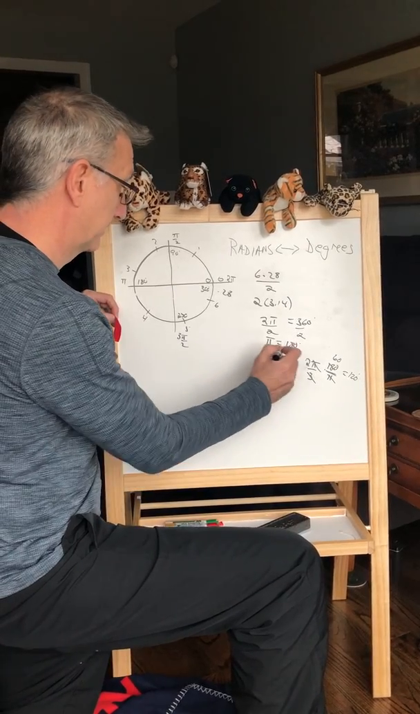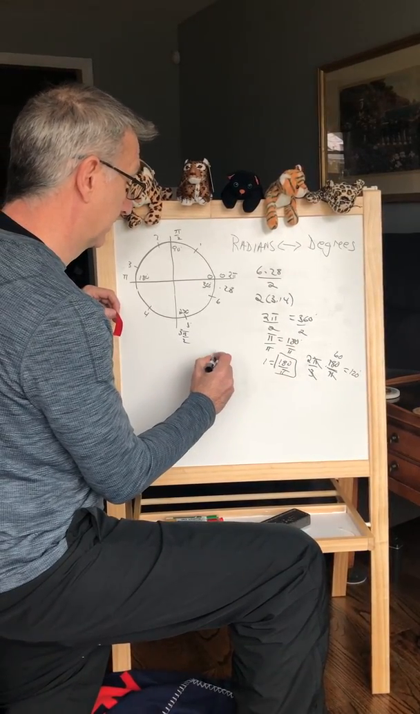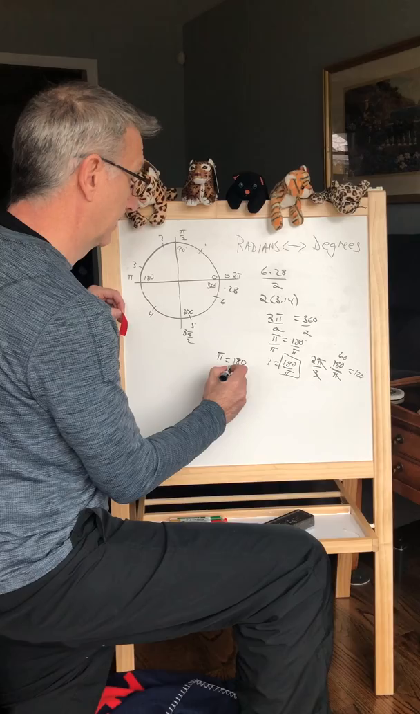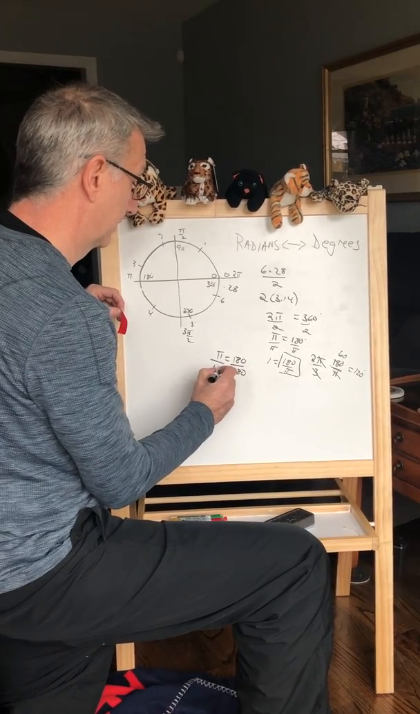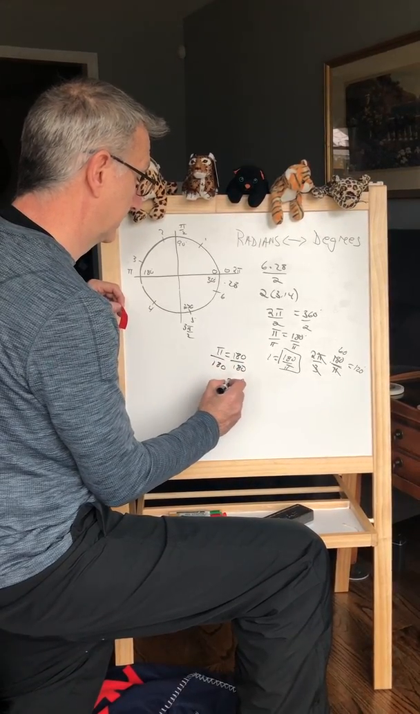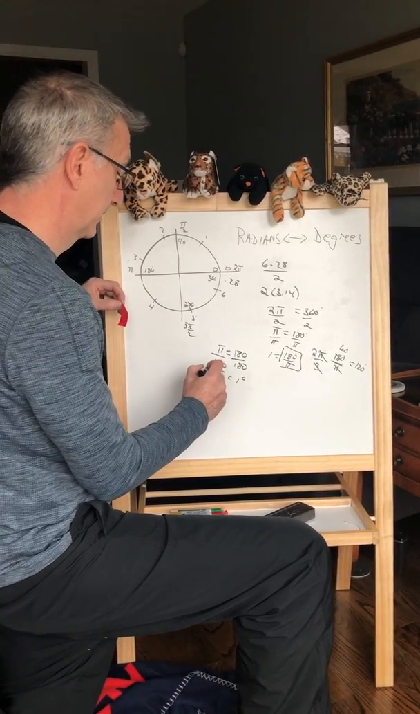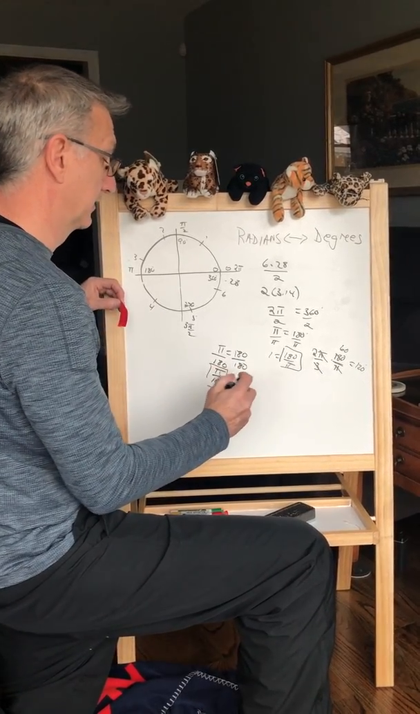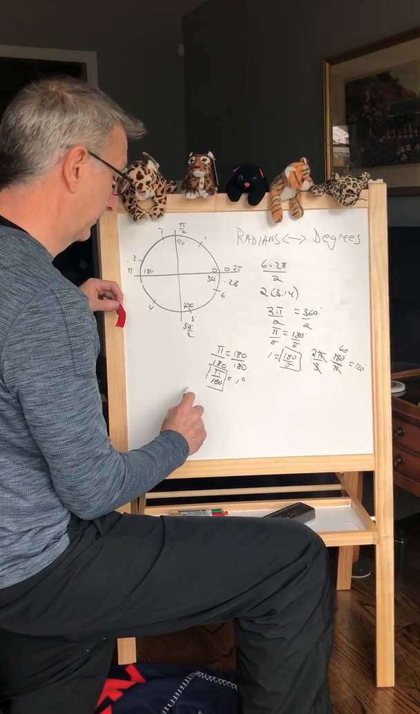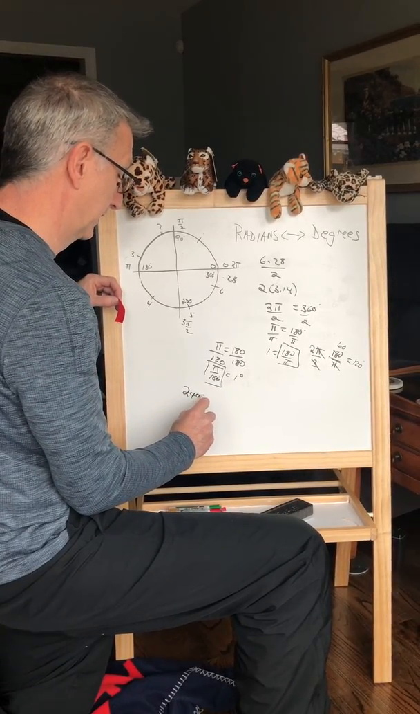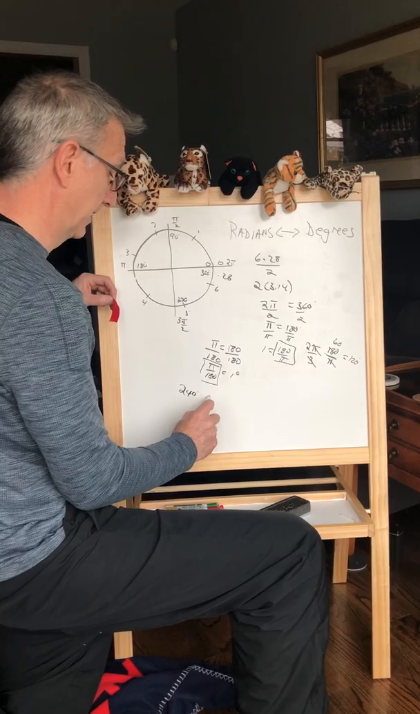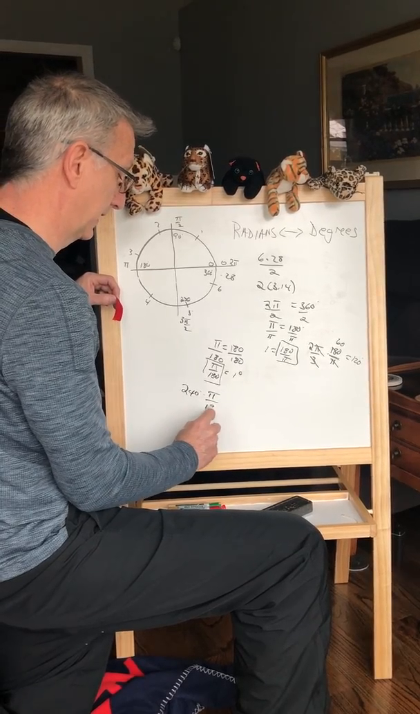If I go back to this line here, pi over 180, and I divide by 180, I get 1 degree is equal to pi over 180 radians. And I can use this to convert degrees to radians. All right, so suppose I have 240 degrees, and I want to convert that to radians. I multiply it by pi over 180.